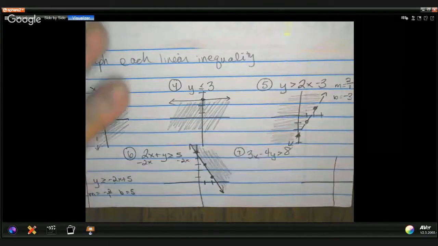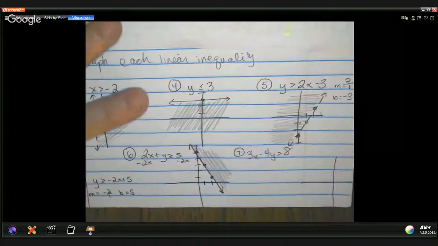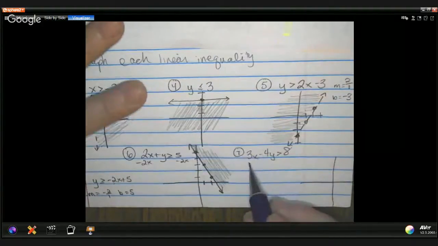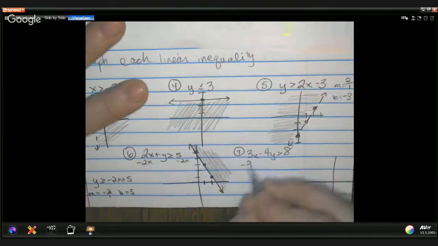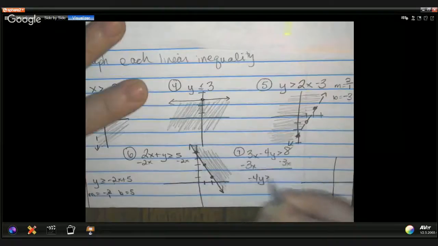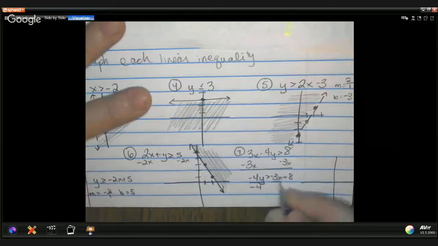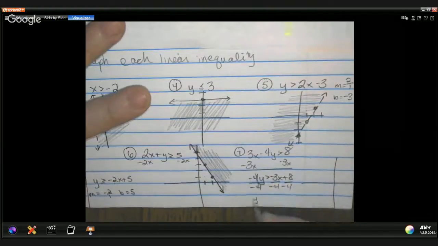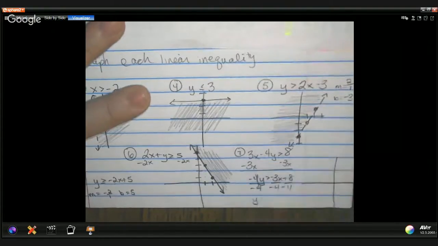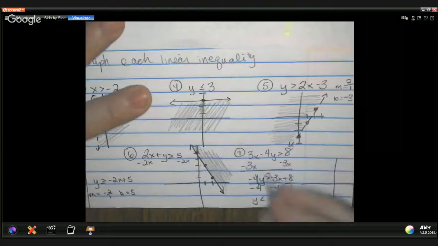Okay, the next thing I need you to do is solve. Hopefully you subtracted 3x first. So you get negative 4y is greater than negative 3x plus 8. And then I divide everything by negative 4. And now here's the trick. When I divide by a negative, remember to flip. Oops, I didn't even do it. I said it and then I didn't do it. You need to flip this inequality.